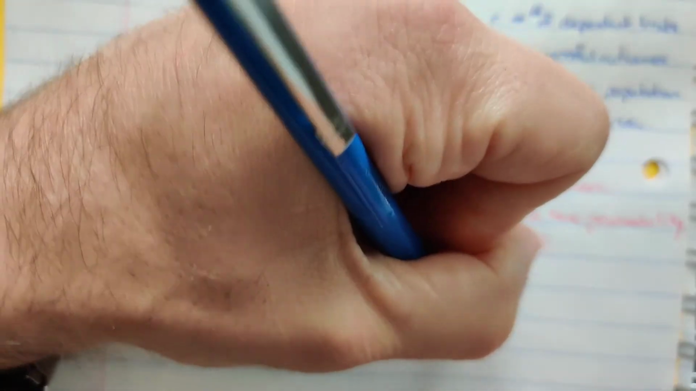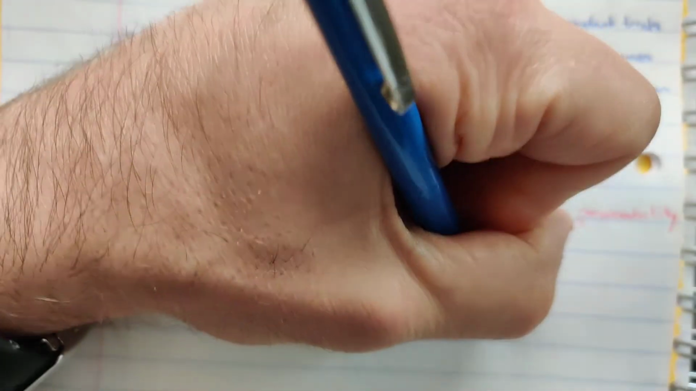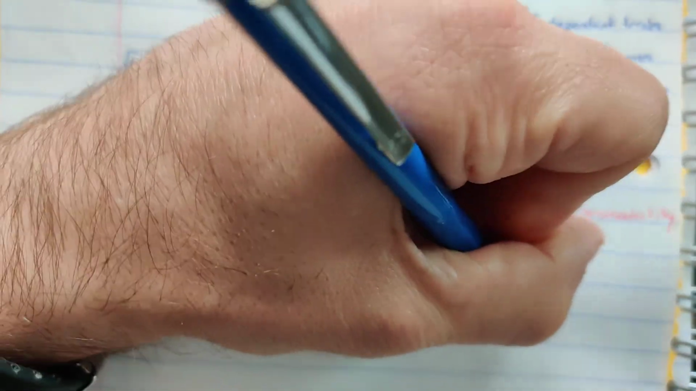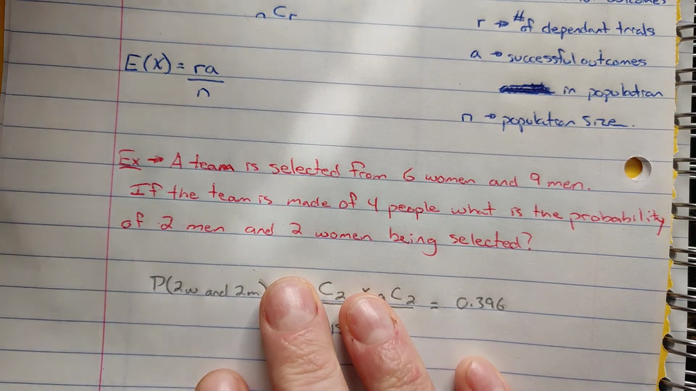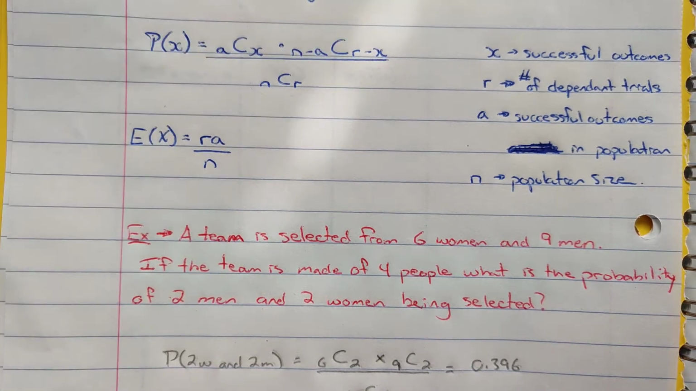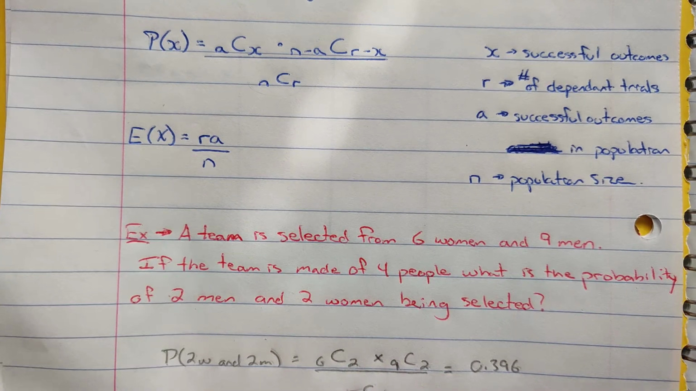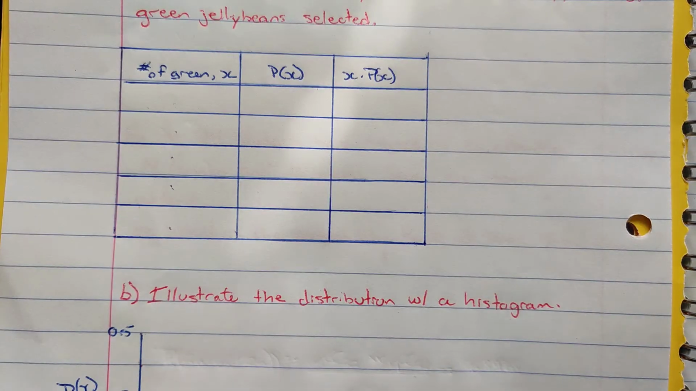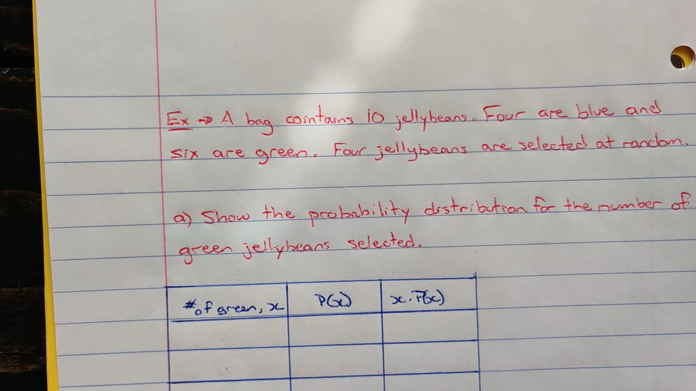So again, just like in our combinations section, we have that working out to about 39.6% or 0.396. So there's about a 39.6 or 40% chance of 2 men, 2 women being selected. And so that, again, is just the workout of that formula that might look confusing there, but in general, we've used this before. Moving on to some distributions now.